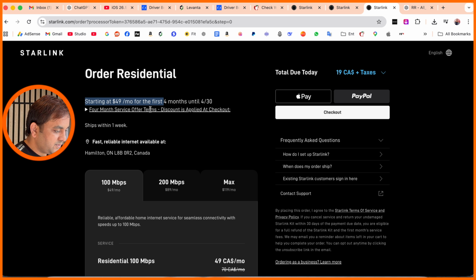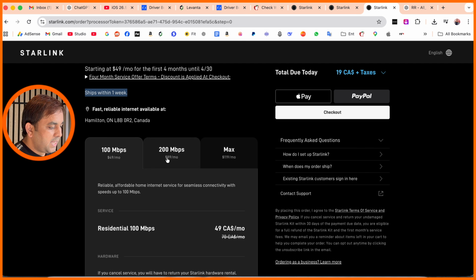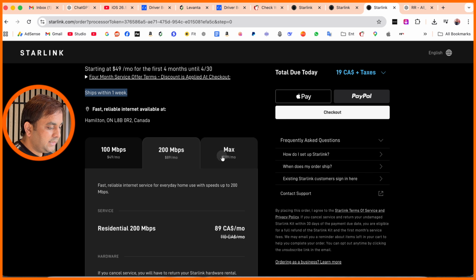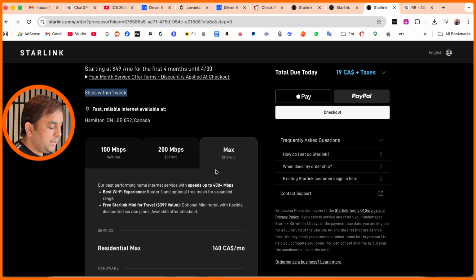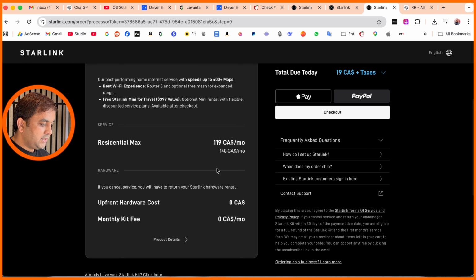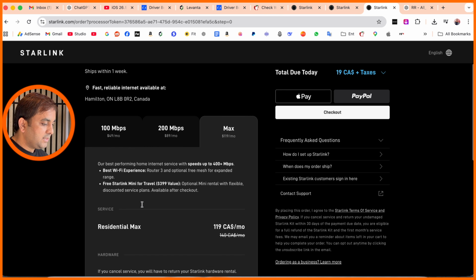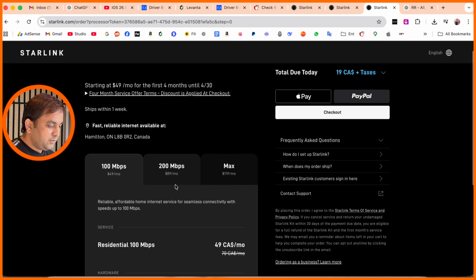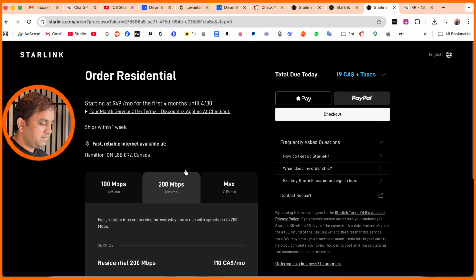Here are different types of services, with shipping within 1 week. For the prices, we receive 100 MB per second at $50, $49, $289, and max unlimited at $119. Canadian dollar and US dollar prices also change, so you should consider that accordingly. The hardware cost and kit are absolutely free as usual. Whichever plan you like, you should purchase accordingly. My recommendation is that 200 MB per second is one of the best packages.